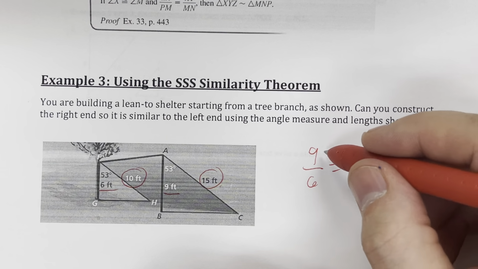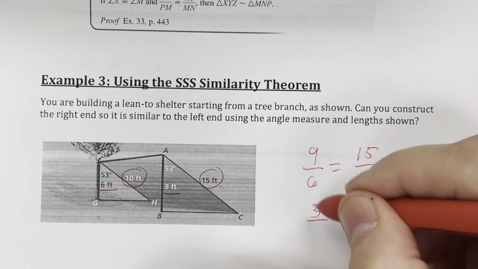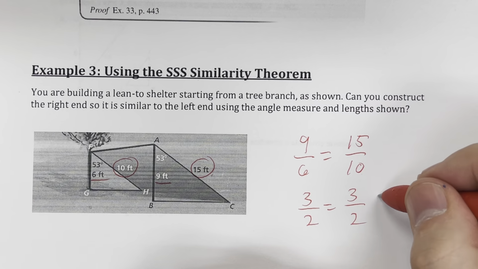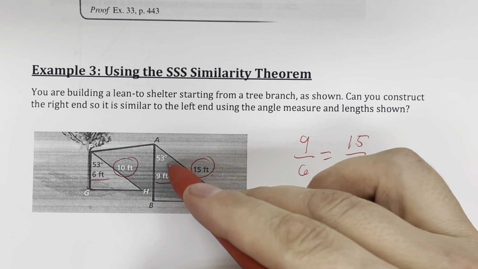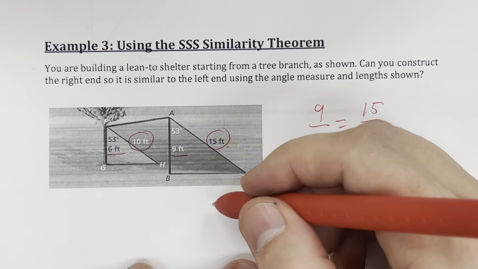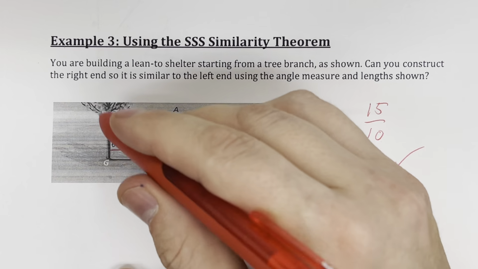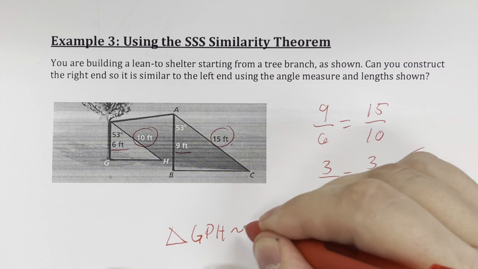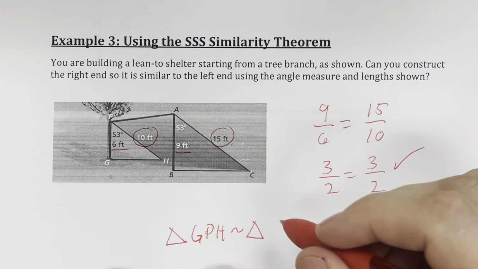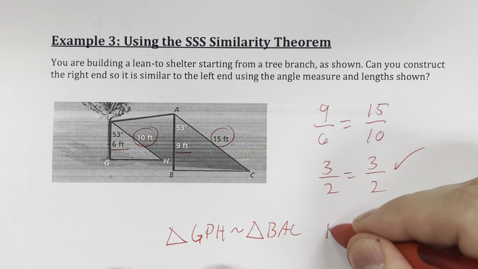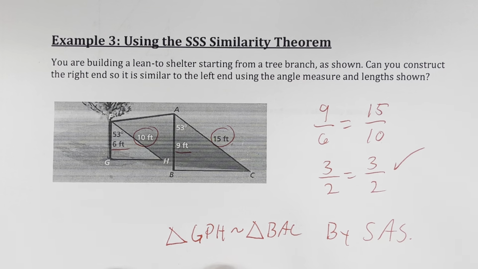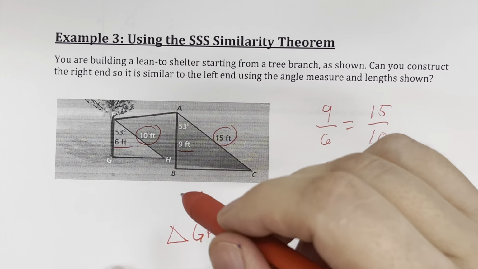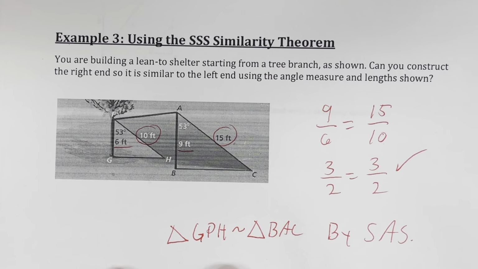I'm going to reduce this one. 3 goes into 9 3 times. 3 goes into 6, 2. 5 goes into 15 3 times, over 2. They are indeed proportional. The angles are congruent, so yes, the triangles are similar. So I will name the first triangle GPH, which is similar to triangle BAC by side angle side. All right, so these two sides were proportional with these two, and the included angle was congruent.